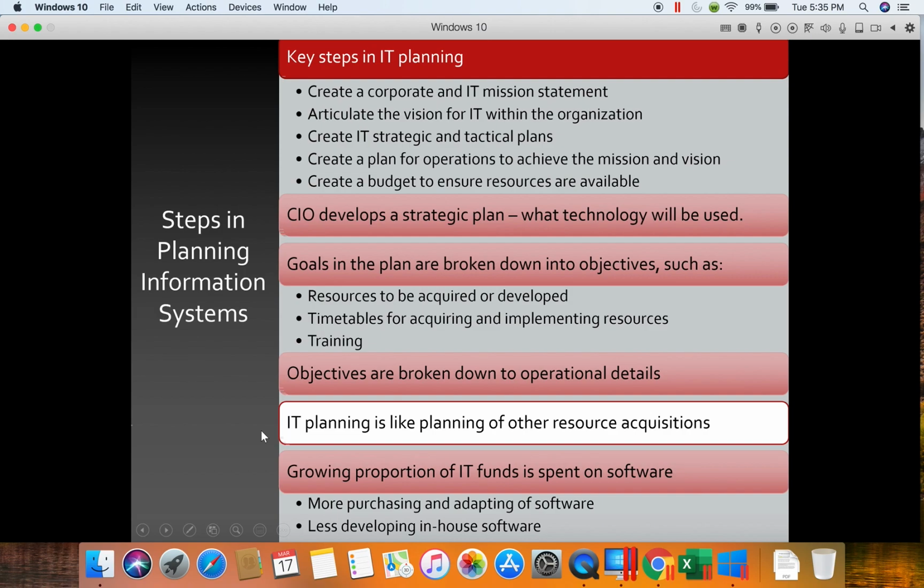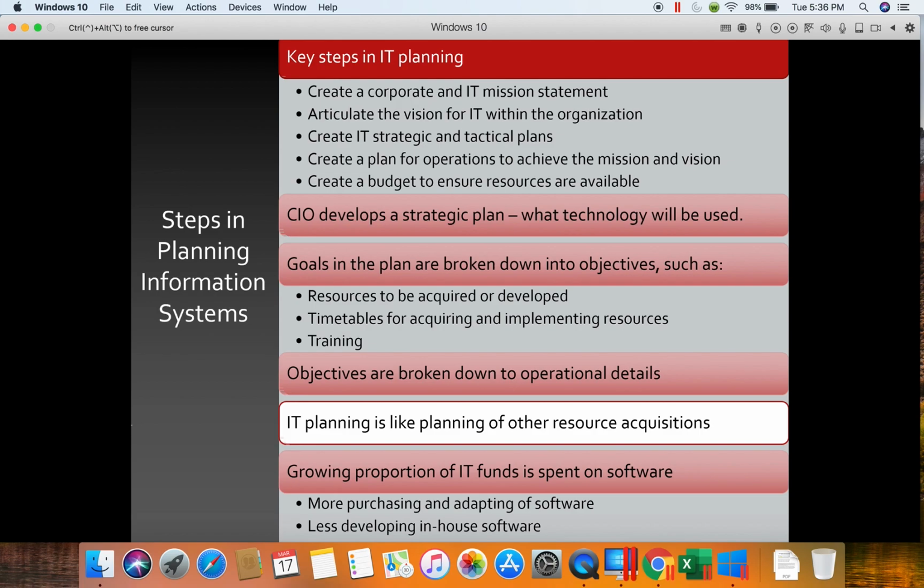Some key steps in IT planning: make sure we create both a corporate and an IT mission. We need to know what the goals of the company are and how the goals of our information technology are going to move us toward those overall corporate goals.